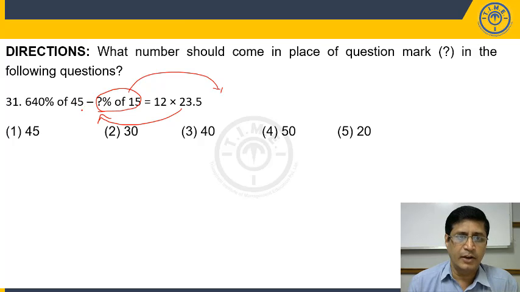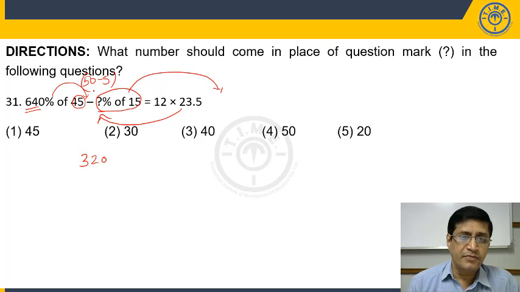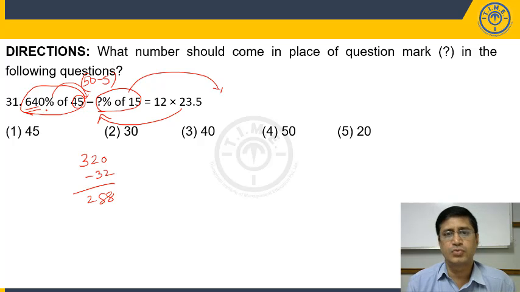640% of 45. So I am taking 45% here. 45% means 50% minus 5%. Now what is the 100% value? 640. 50% means it is 320. Now what is 5%? It is 32. When you subtract 32 from 320, it will give 288. That is the value of 45% of 640 or 640% of 45.